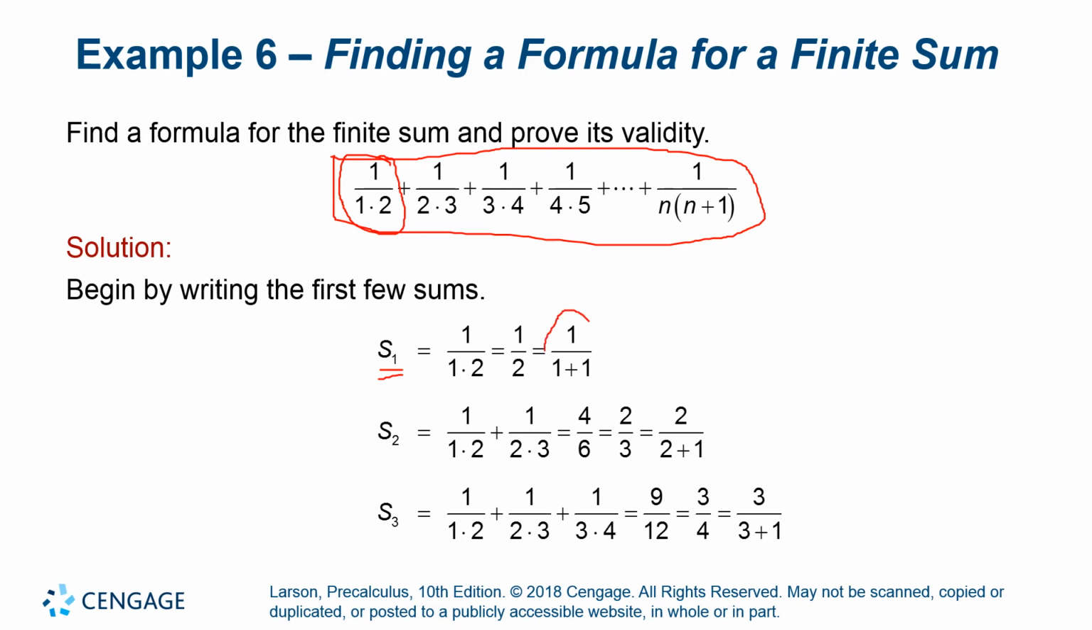Now, let's stop at this for a second and then continue on. The second sum will be adding the first two terms. So that's going to be 1 over 1 times 2 plus 1 over 2 times 3, which is 4 over 6, and that's 2 over 3. And of course, on the third one, we're going to add the first three terms, and then we end up with 3 over 4. So this is the first one, this is the second one, and that's the third one.